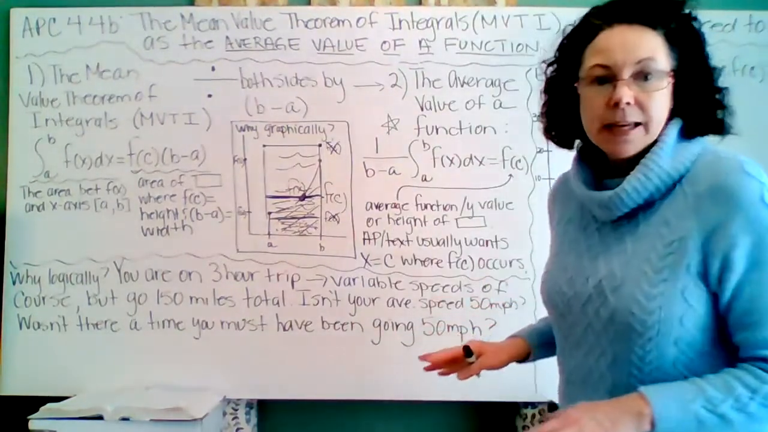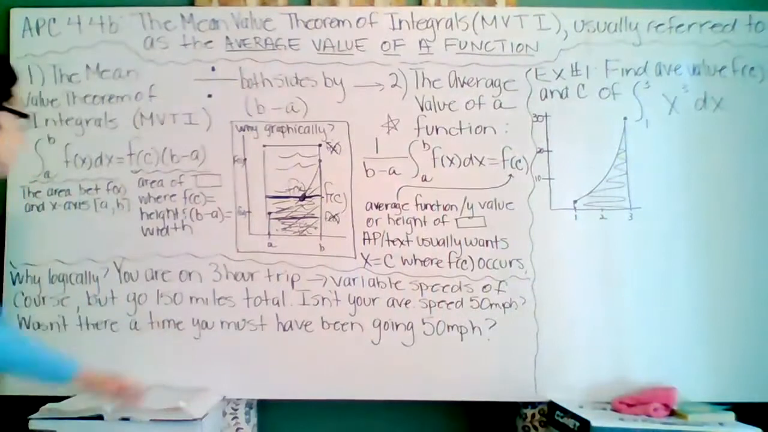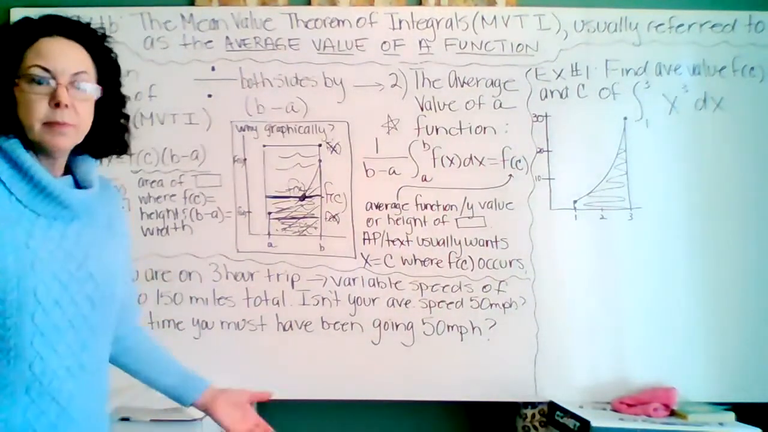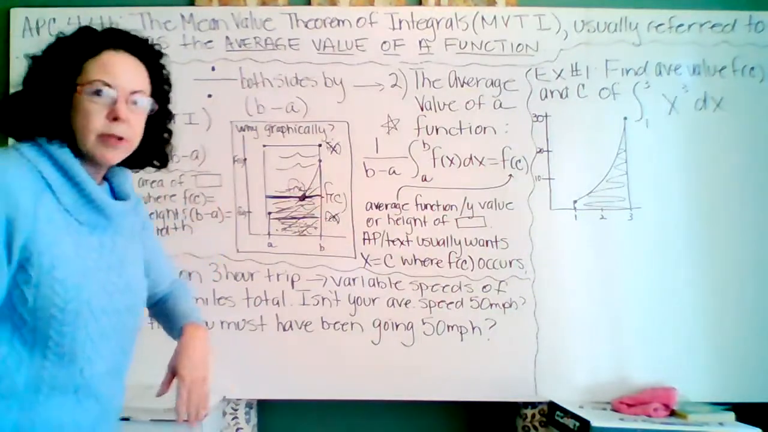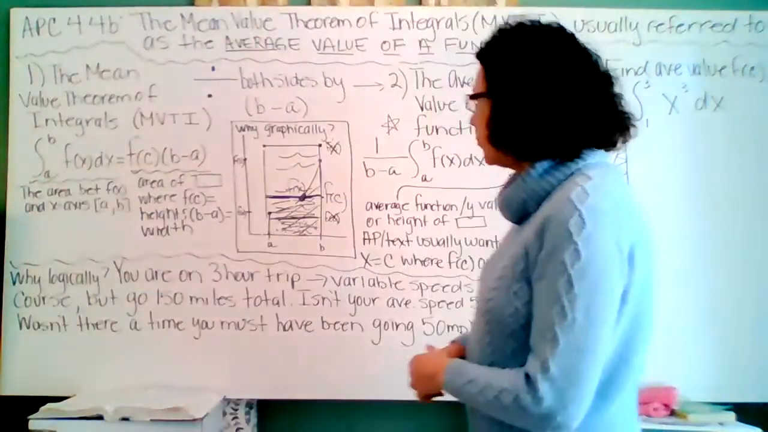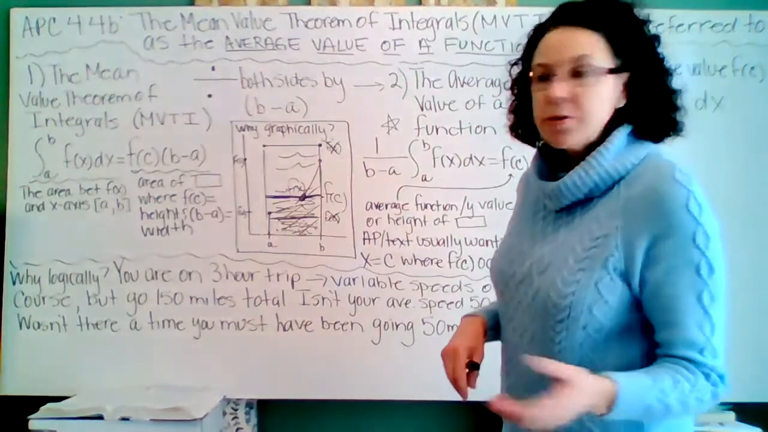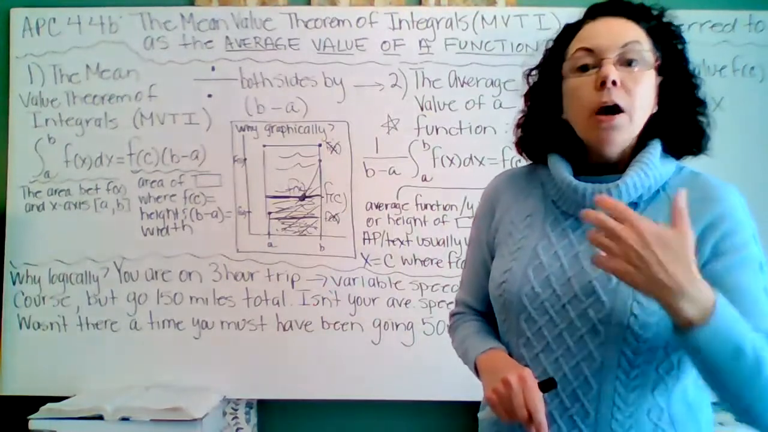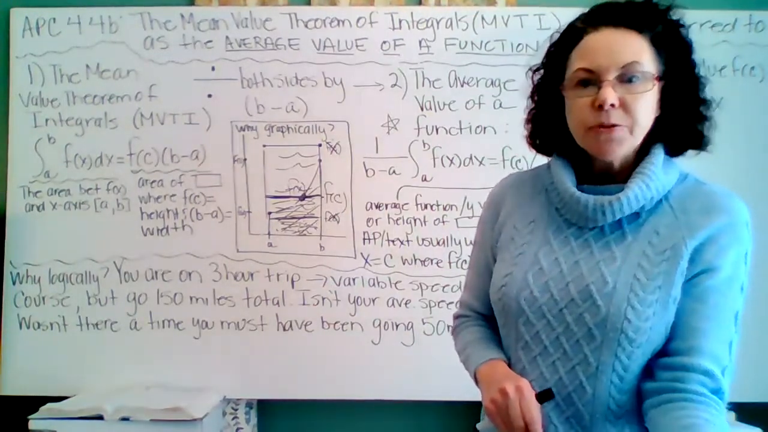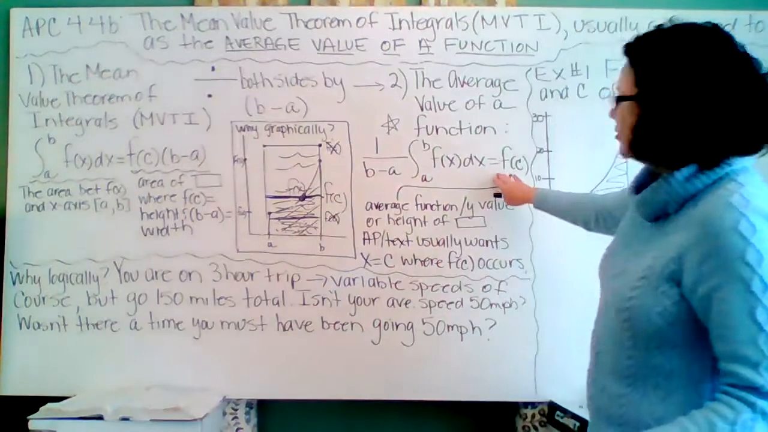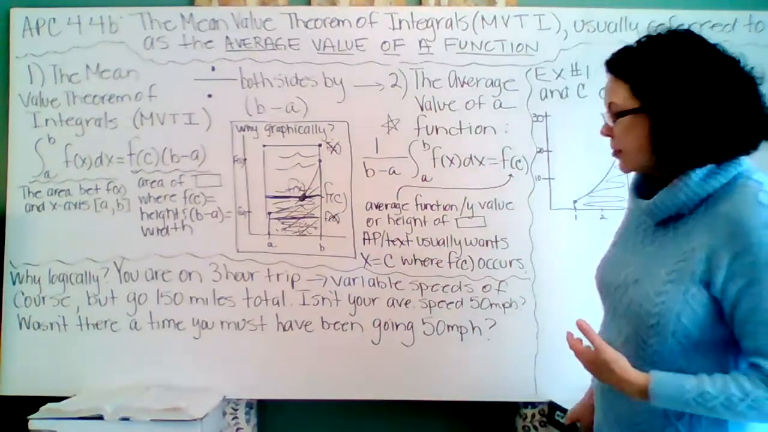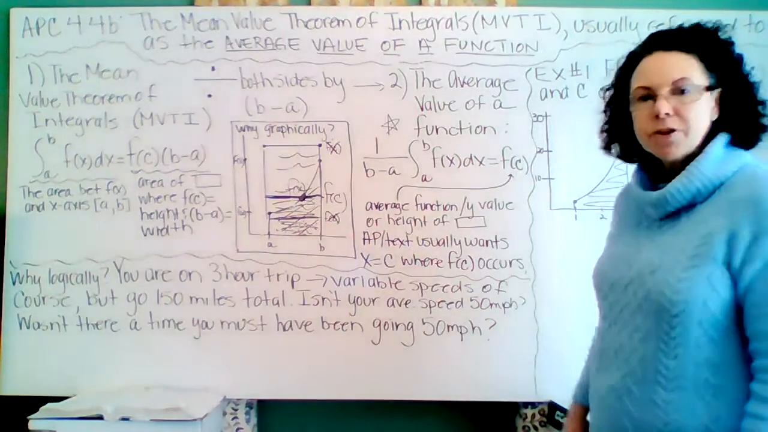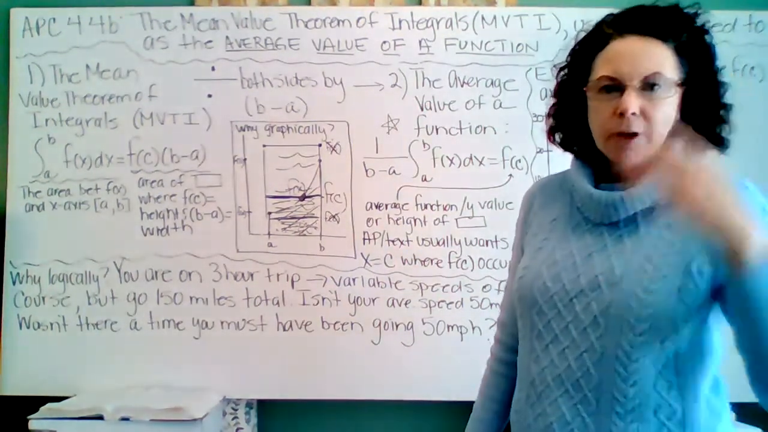How else does this make sense? Why logically? Let's say you are on a 3-hour trip and you have variable speeds, of course, right? You're speeding up, slowing down, start at 0, end at 0, and all that. But at the end, you see that you went 150 miles total, right? Can't you tell me your average speed, the average value, during your trip? Sure enough, if you went 150 miles for 3 hours, your average speed was 50 miles an hour, right?